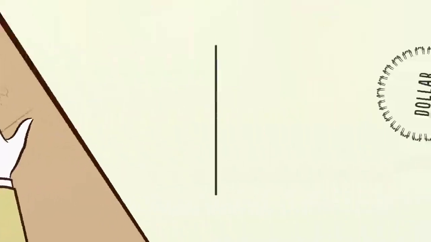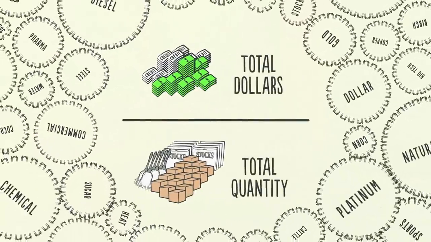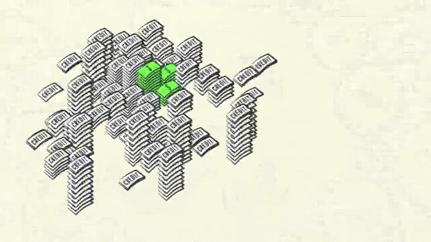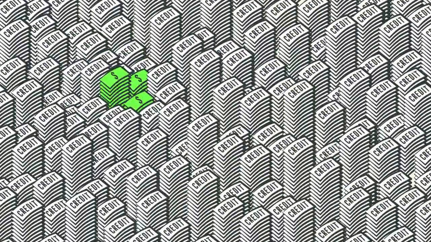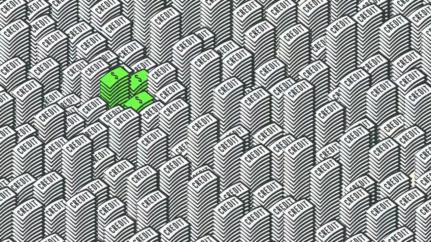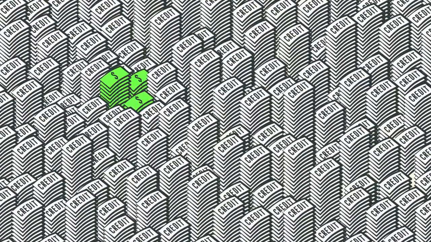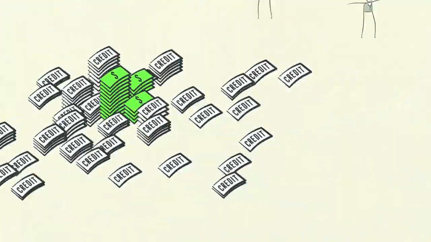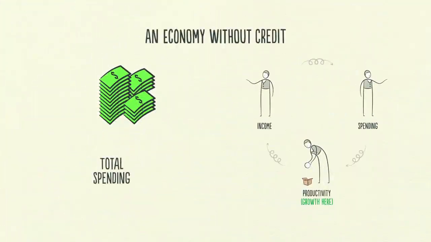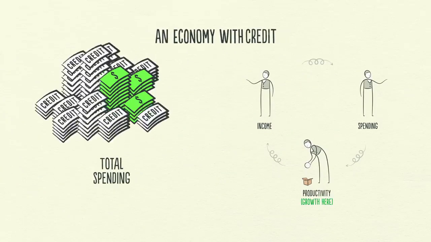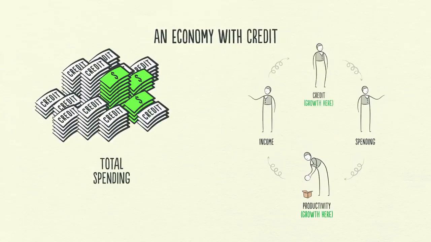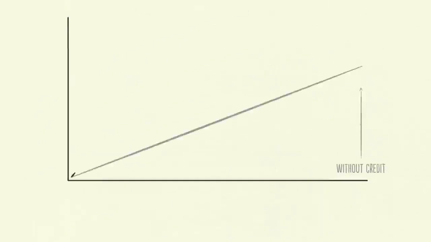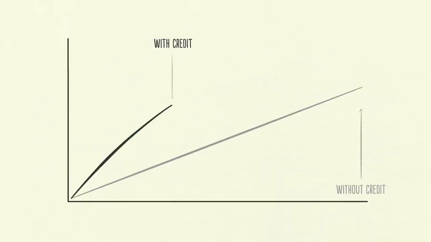The reality is that most of what people call money is actually credit. The total amount of credit in the United States is about $50 trillion, and the total amount of money is only about $3 trillion. Remember, in an economy without credit, the only way to increase your spending is to produce more. But in an economy with credit, you can also increase your spending by borrowing. As a result, an economy with credit has more spending and allows incomes to rise faster than productivity over the short run, but not over the long run.